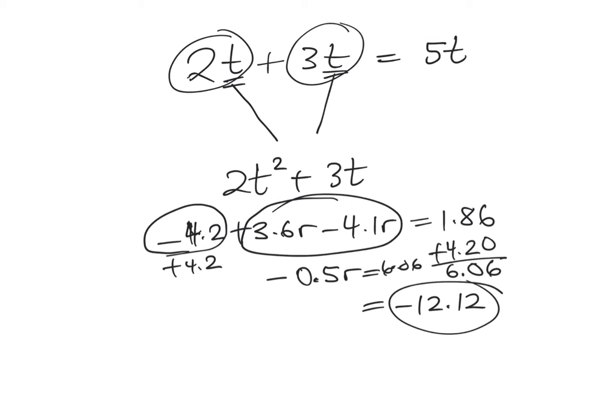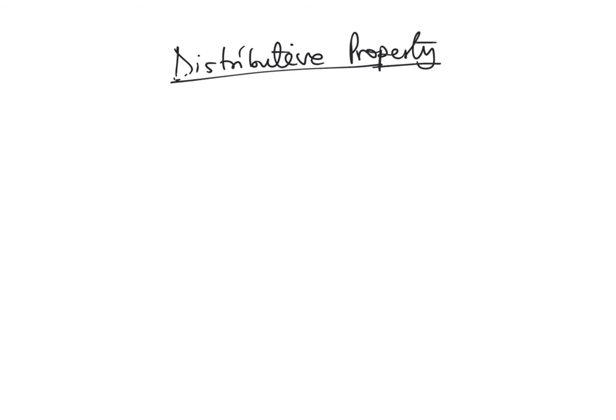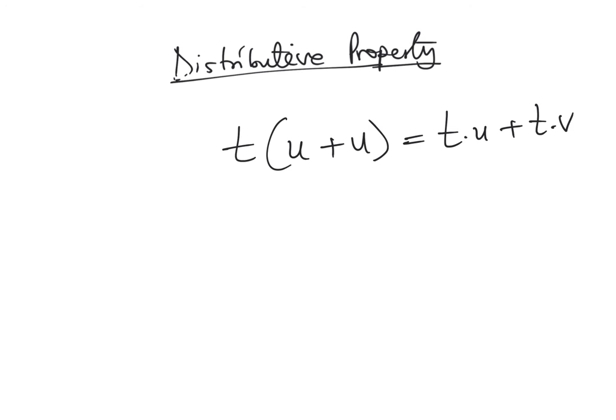The next section of this chapter is talking about the distributive property. Remember, when you talk about the distributive property, if you have t times (u plus v), it will be equal to t times u plus t times v. So with the distributive property, whatever is outside can multiply with that which is inside.